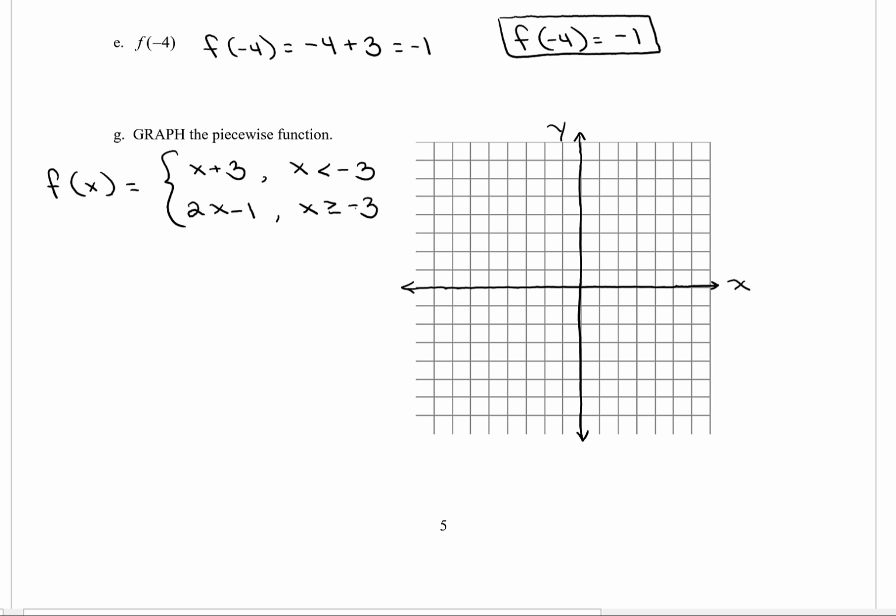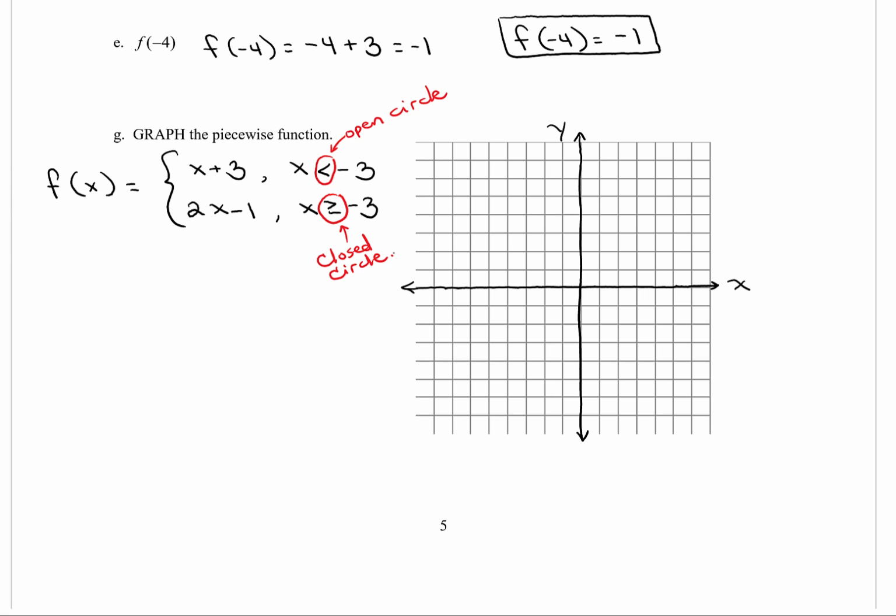For the first piece, where it says f of x equals x plus 3 when x is less than negative 3, because it's strictly less than, we're going to represent that piece with an open circle where x is equal to negative 3. And for the second piece, where f of x is equal to 2x minus 1, it says x is greater than or equal to negative 3 because it has that equal sign there, and I've circled it, and I've drawn an arrow pointing at it, and I wrote the words closed circle because I'm going to have a closed circle.